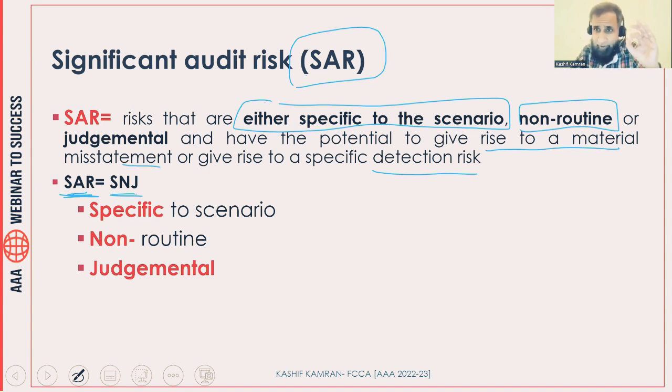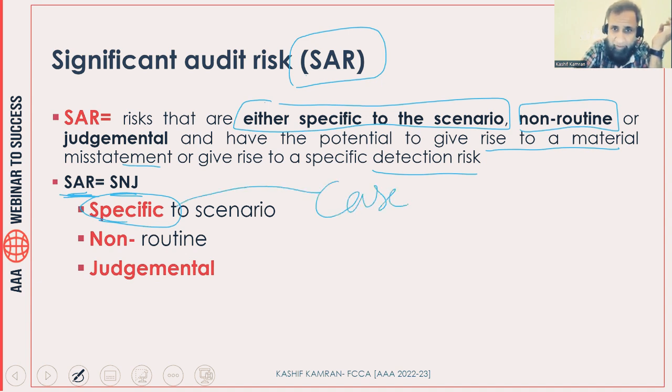SAR, significant audit risk, is equal to SNJ. S: something specific to the scenario. So if something is given in the case study, will that be a significant audit risk? Yes. Something non-routine will be a significant audit risk, or something which is judgmental will be a significant audit risk. So will you remember S and J? Specific to the case, non-routine, and judgmental.